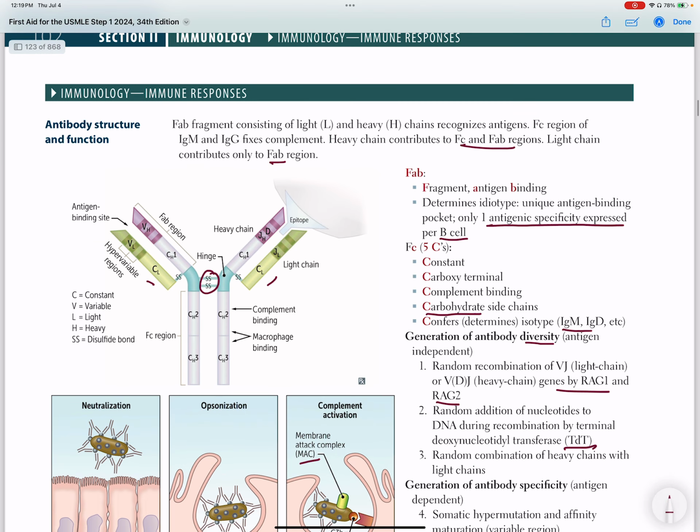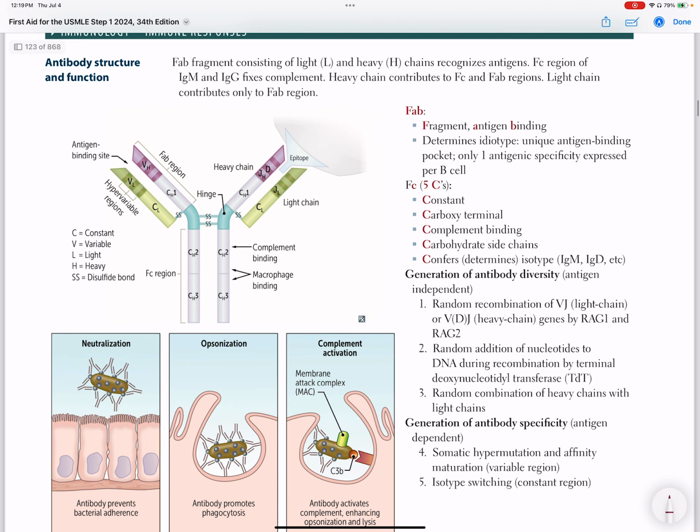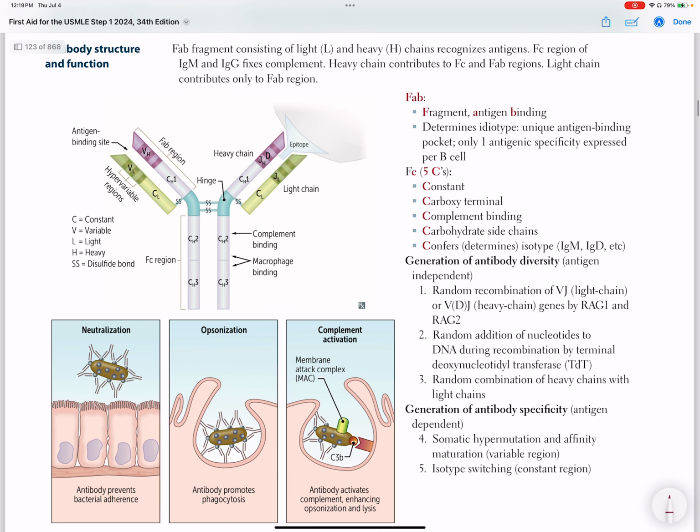Okay. Now we have the immune response: antibody structure and antibody function. A fragment consisting of light and heavy chains recognizes antigens. The Fc region of IgM and IgG fixes complement. The heavy chain contributes to the Fc and Fab regions. The light chain contributes only to the Fab region.